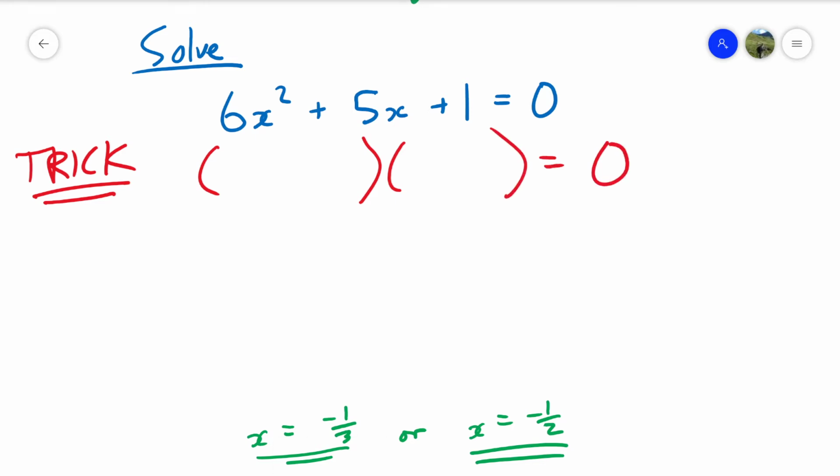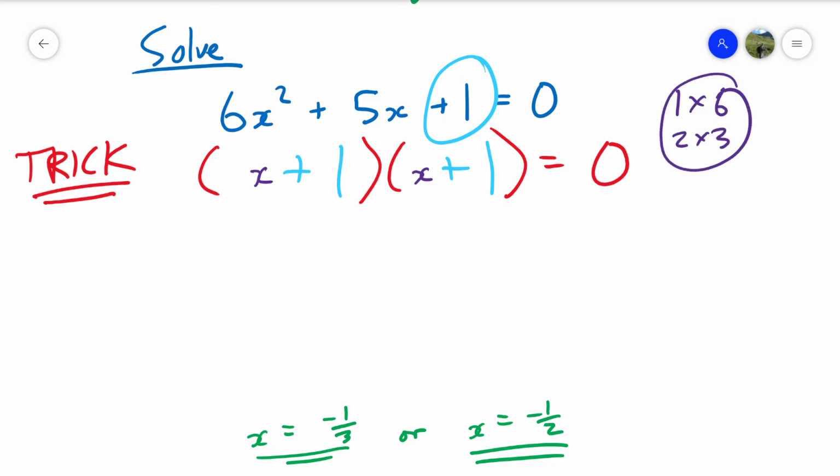I'm just going to home straight in on the 1. You can only make that with 1 times 1. Bingo. Straight away this looks great. What are we going to do on the other side? Well, for the 6, they're both going to have an x, but x times x is x squared, so it could be 1 times 6, or it could be 2 times 3. What do I mean by that? Let me write that slightly differently. It could be x times 6x, or it could be 2x times 3x. Those are the ways to make 6x squared.